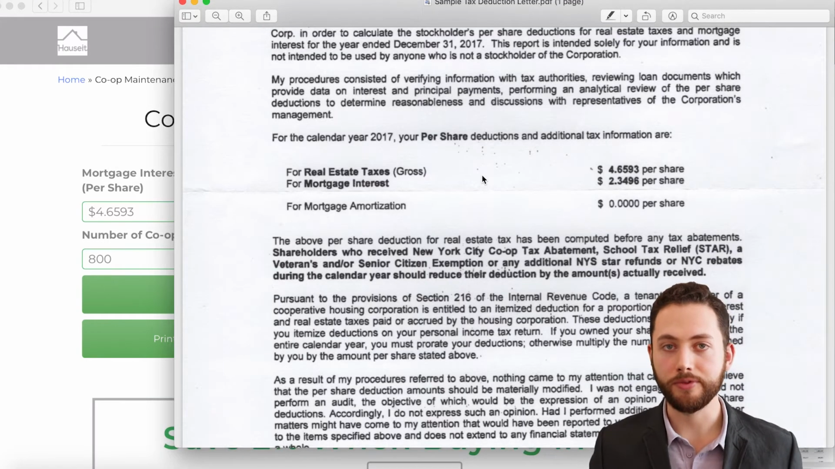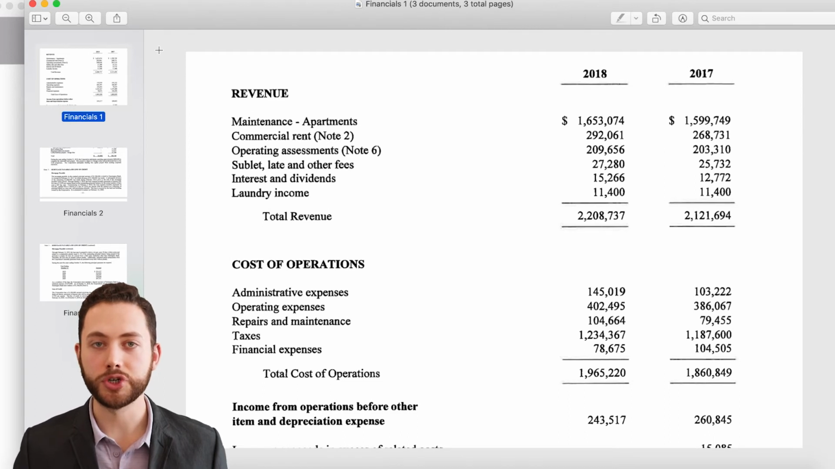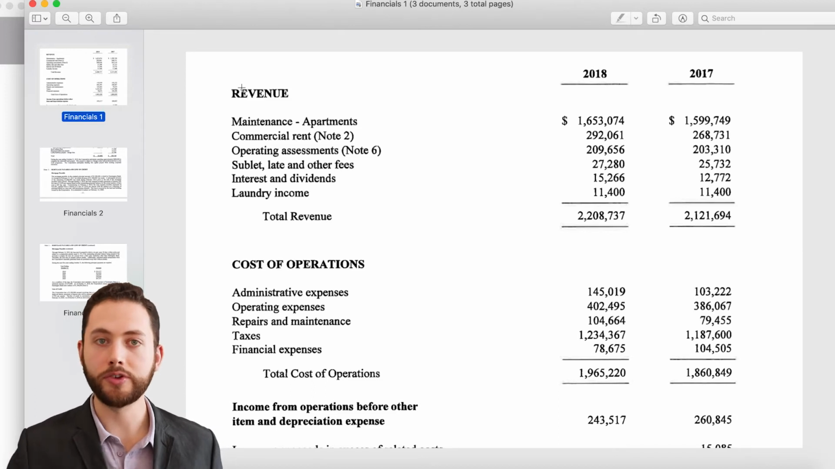Now, if we want to go a step further, let's take a look at the actual income statement of a co-op and try to understand where we see the outflows for mortgage interest and real estate taxes. So here we've taken a few screenshots from real financials for a co-op in Lower Manhattan. The first one we're looking at is a snapshot of a part of the income statement. So you can see revenue at the top. Interesting things for you to see are items like the laundry income.